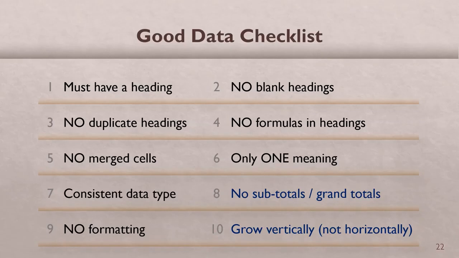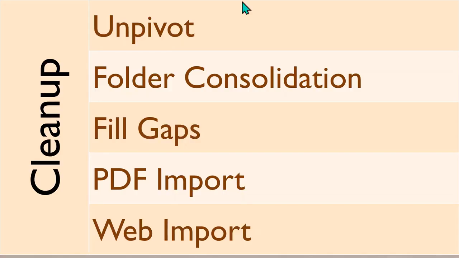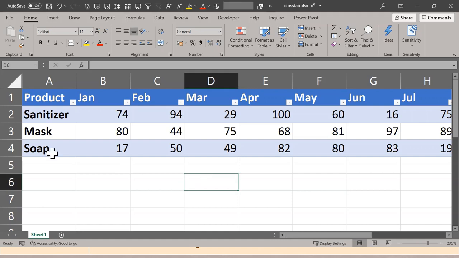Now let's come to a demo again. What are we going to see in the demo? I'll show you 5 examples of data cleanup very quickly. So one of the examples of data cleanup is called Unpivot. All of us know what a pivot table is, but what is Unpivot? So here is an example.